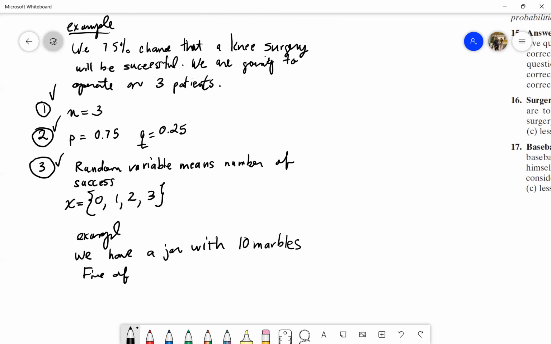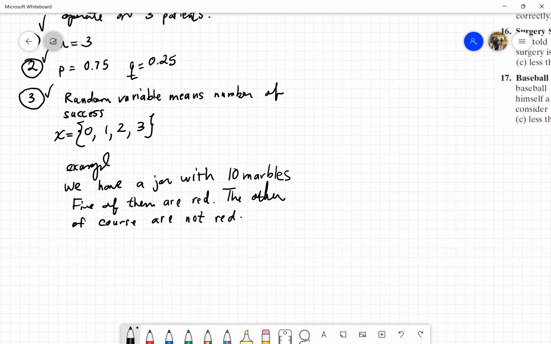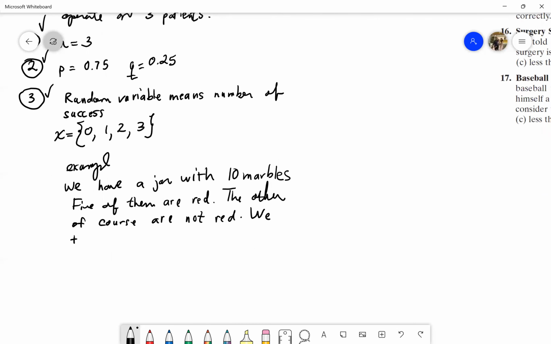Five of them are red. The others, of course, are not red, which is unnecessary to say. We take 3 marbles without replacement.